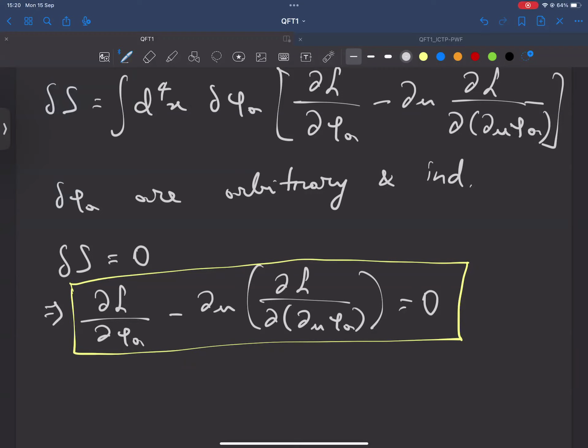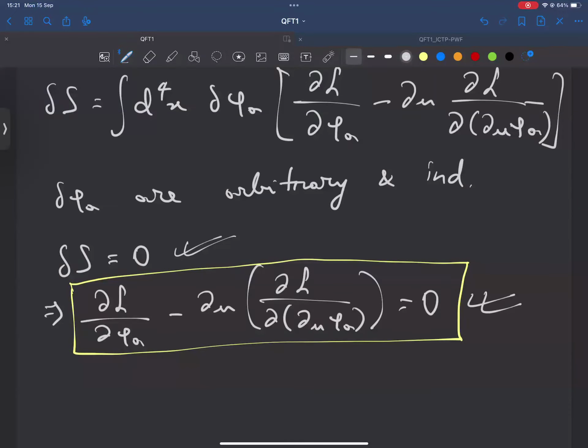So demanding that field configurations extremize the action, which means your action is a stationary object under these kind of field variations. So those field configurations need to satisfy this equation, which is called the Euler-Lagrange equation, and that gives you the equation of motion, understanding which will reveal the dynamics of the system that you are interested in. Okay.